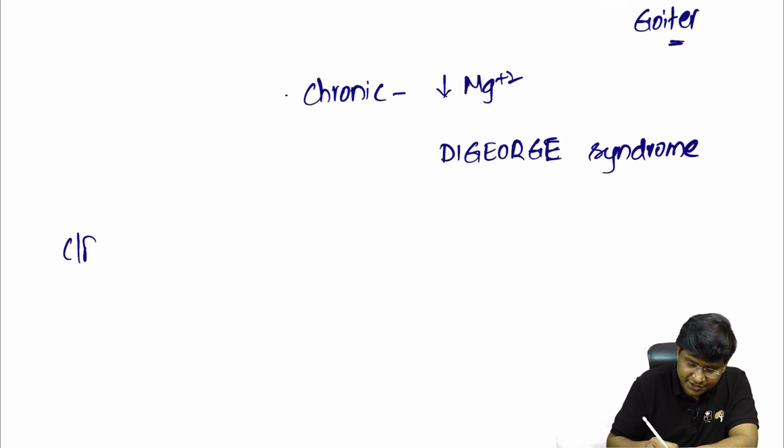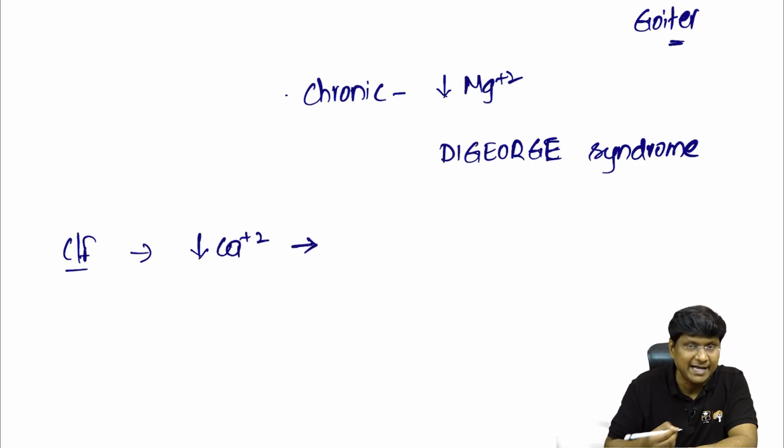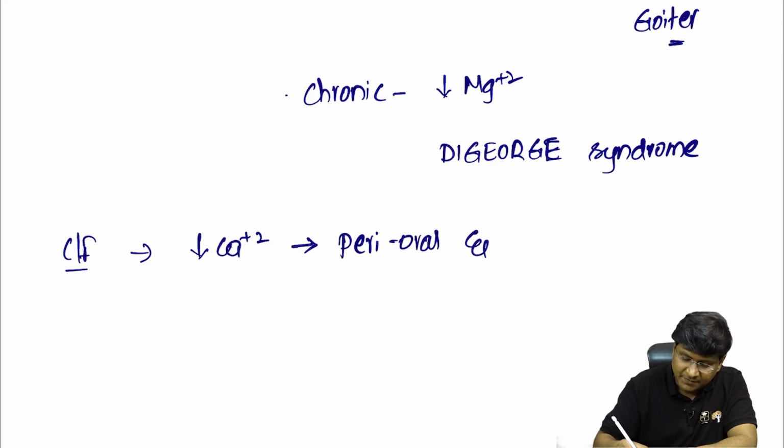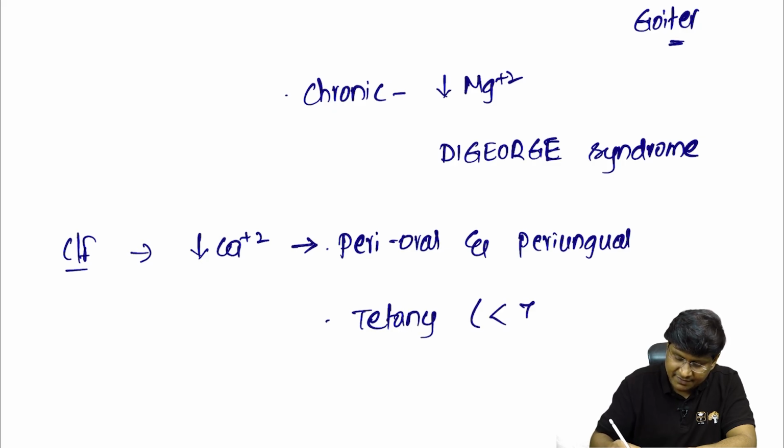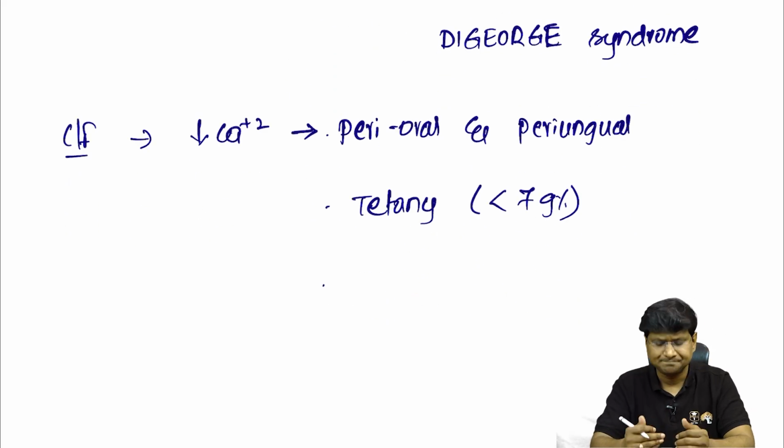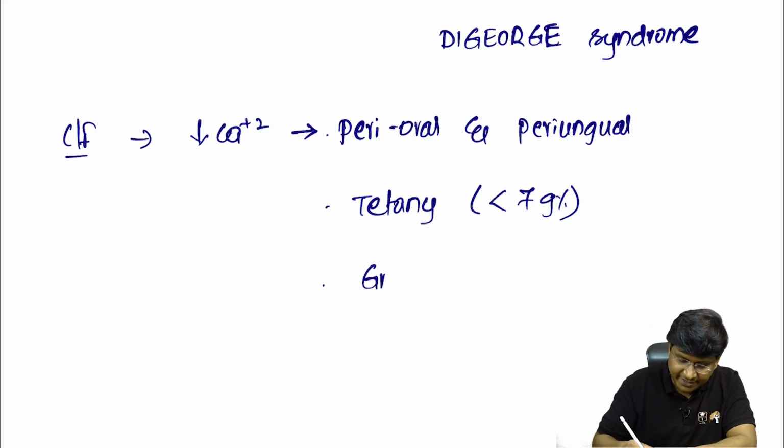Then what will be the clinical features? The clinical features are mainly because of the hypocalcemia, because in hypoparathyroidism the calcium levels are reduced. Thereby these patients will develop perioral and periungual paresthesias, and they will also have tetany. This tetany is observed mainly when the calcium levels are less than 7 grams percent. That is the point when these patients will develop tetany. Then the other important clinical feature because of the hypocalcemia is growth retardation in children, right?